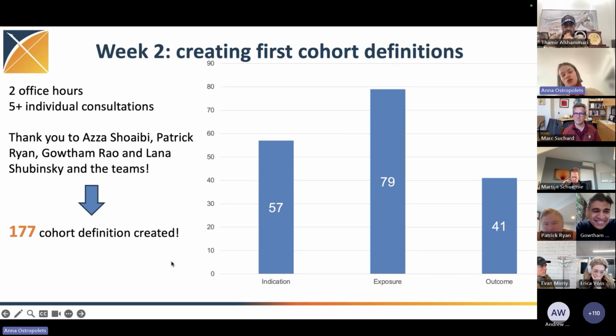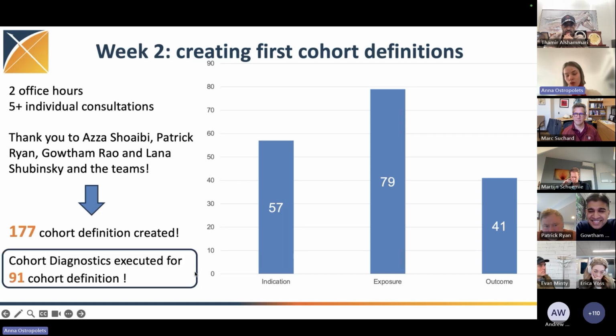And we were able to use those cohort definitions to run cohort diagnostics for 91 cohorts, mostly indications and outcomes, on 5 databases. So over the next 2 weeks, what we are going to do is use this cohort diagnostics to look at the cohorts and iterate over them to make better cohorts that match the intent. And with this sneak peek of what we are going to do, I will now open the floor to the study participants and also Azza, Gowtham, Patrick and Lana to reflect on what they learned.